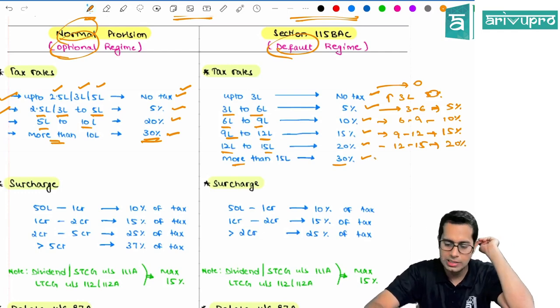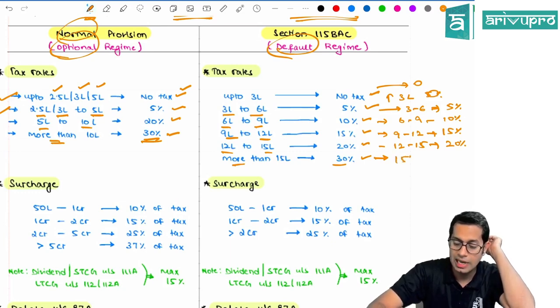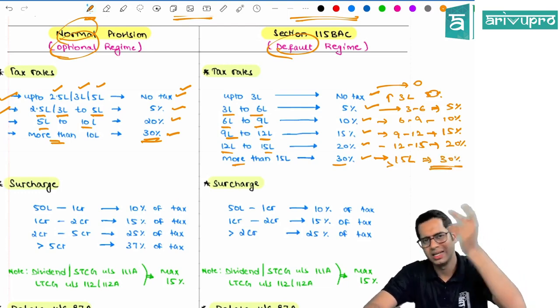And if it is more than 15 lakhs, how much is the tax rate? 30%, which is the highest tax rate.